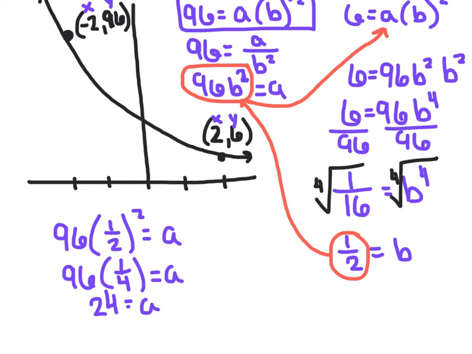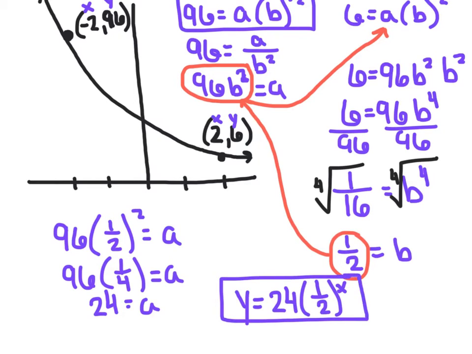So let's put it all together. The equation we're looking for is y equals 24 times the quantity 1/2 raised to the x power, and that, ladies and gentlemen, is the final equation of an exponential function that corresponds to that graph.